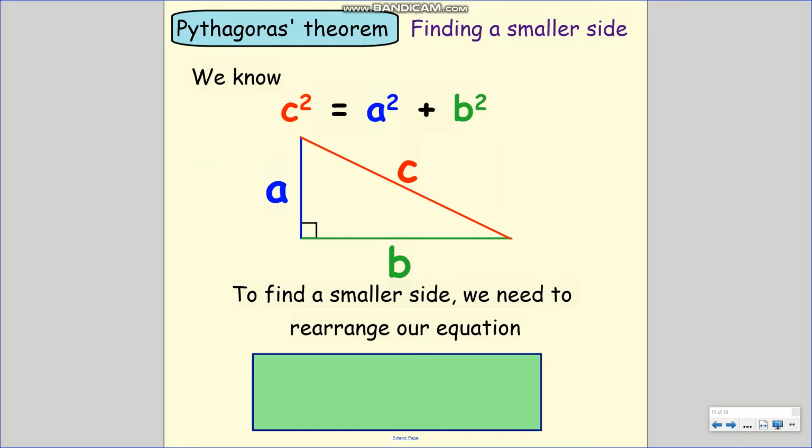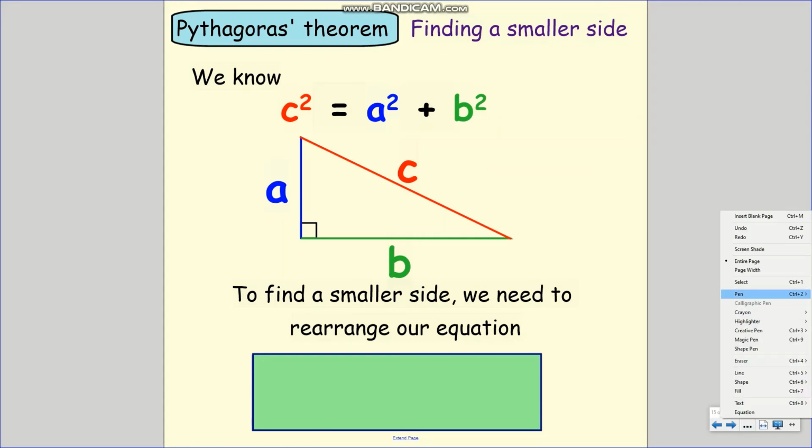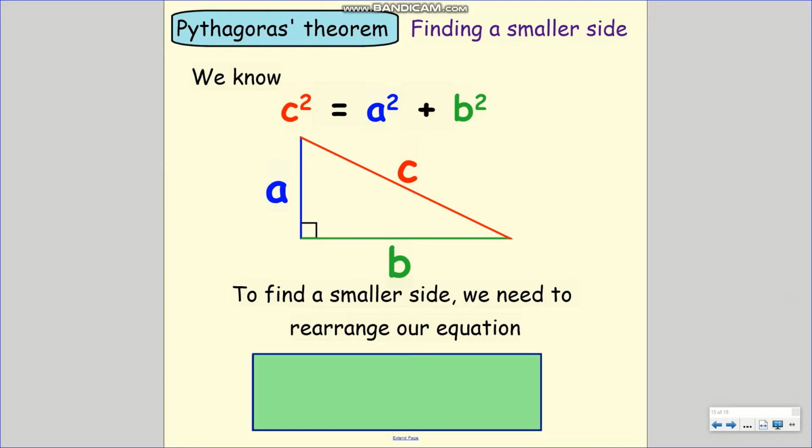Okay, so Pythagoras Theorem does not only allow us to find a missing largest side of a right-angled triangle. It's not just for the hypotenuse. It is also for the two legs in the triangle as well. The way that we find the legs is we need to rearrange this equation to find either A or B as the subject, or A squared or B squared as the subject.